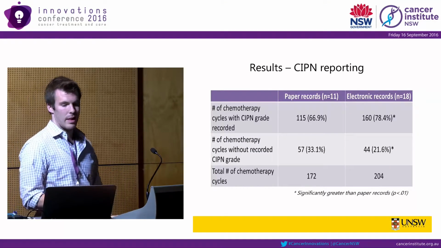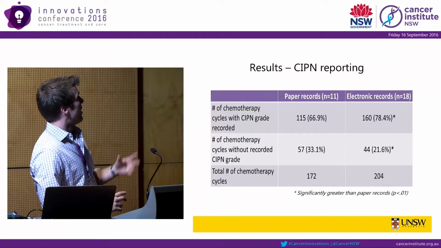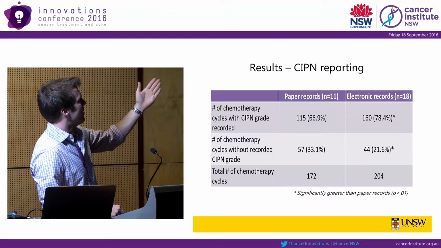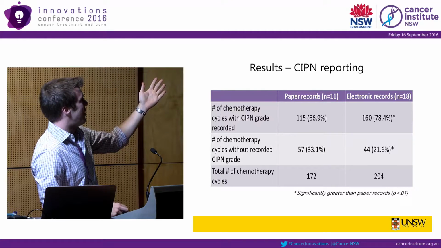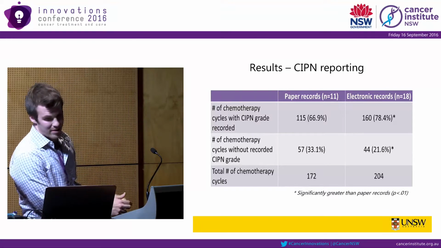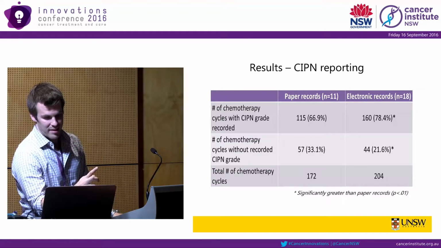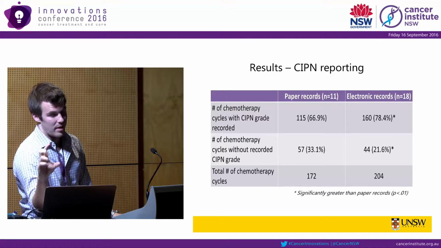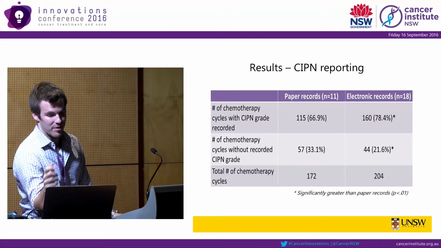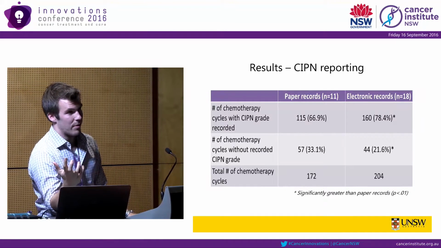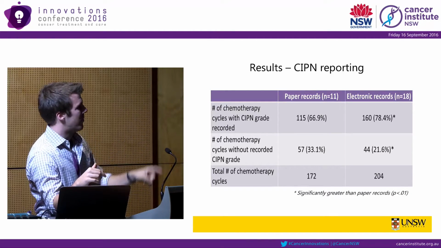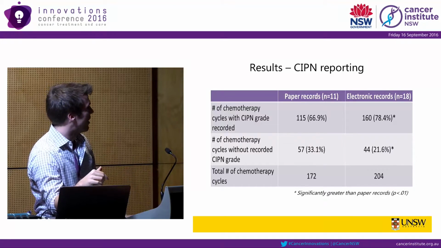And finally, looking at paper versus electronic records. So 11 patients were in paper records, and 18 patients had their information in electronic records. And you can see that there's a higher percentage of chemotherapy cycles where the CIPN grade was reported in patients who were on electronic medical records compared to those in paper records. And our theory is that that's due to that pre-treatment assessment tool, that it's just very quick and easy to input information regarding neuropathy, and that is a significant difference.